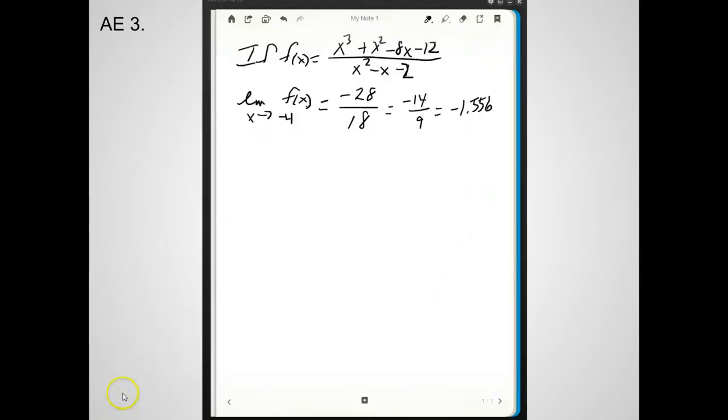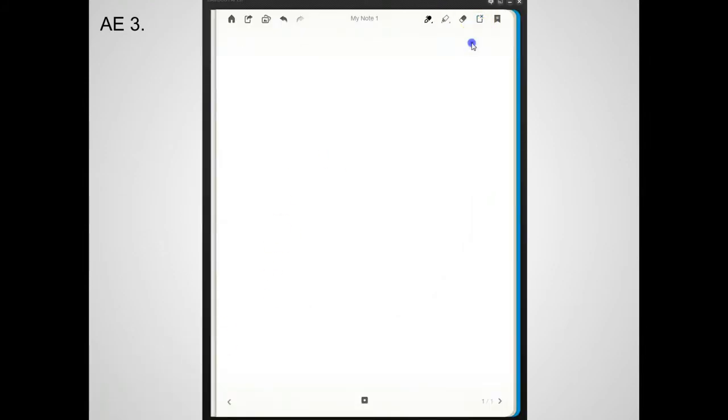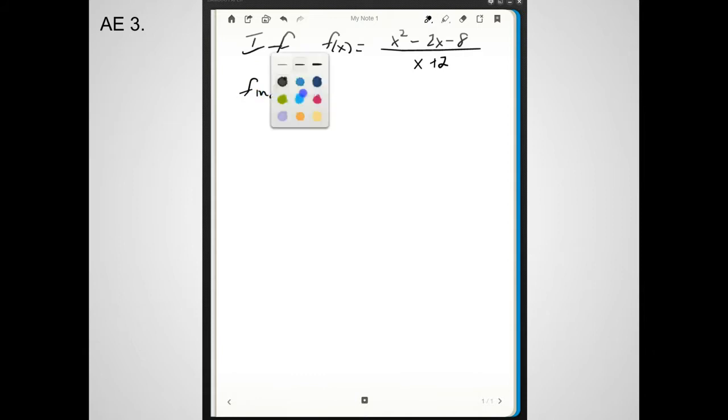So you might be wondering, when is it a problem? Well, for additional example 3, it will be a problem because what I'm going to show you now is a function that doesn't exist at the place as x approaches this value. So here, if f of x is equal to x squared minus 2x minus 8 over x plus 2, and you can probably figure out where we're going to find the limit. We're going to find the limit of f of x as x approaches negative 2.